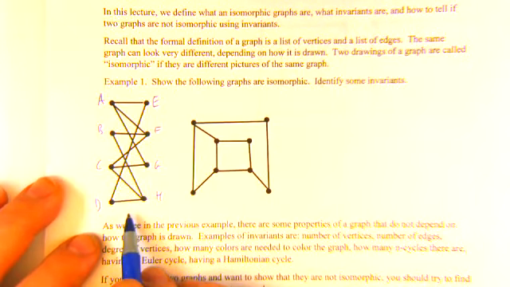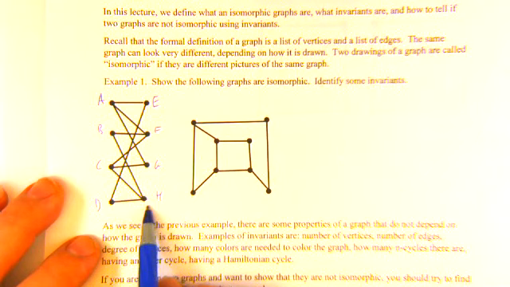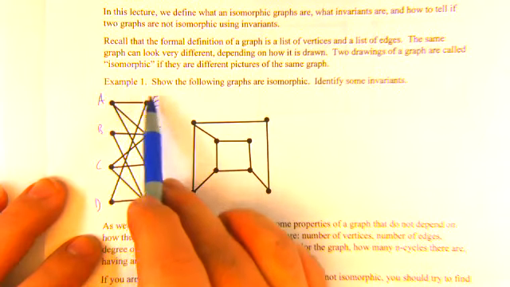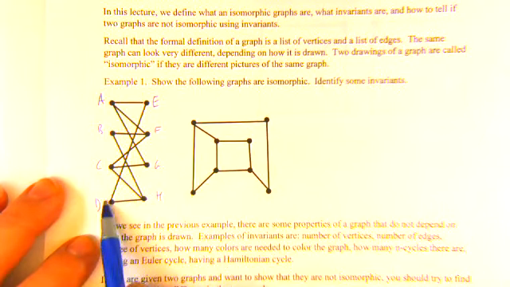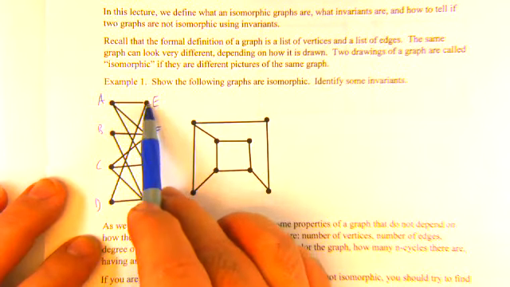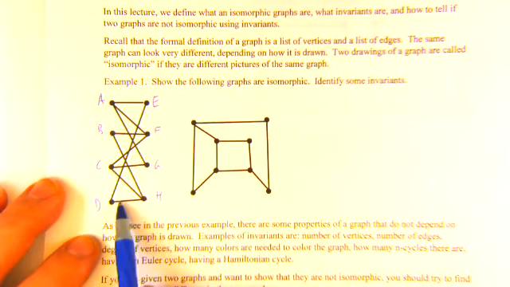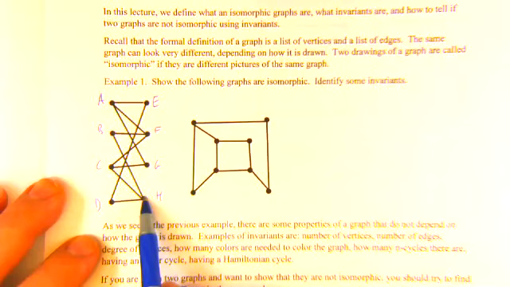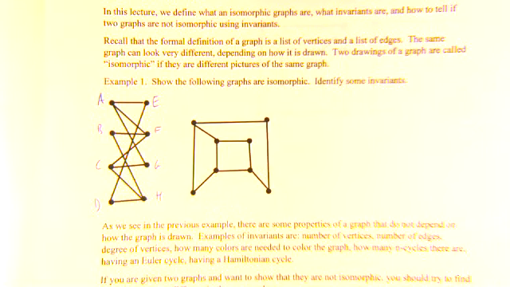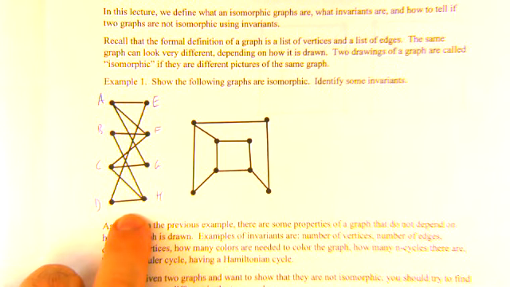Notice that this is a bipartite graph, right? There's a pile of vertices on one side, a pile of vertices on the other side. These vertices are not connected to each other. These vertices are not connected to each other. Edges connect vertices on this side to vertices on that side. And so this version of the graph emphasizes that it's bipartite.